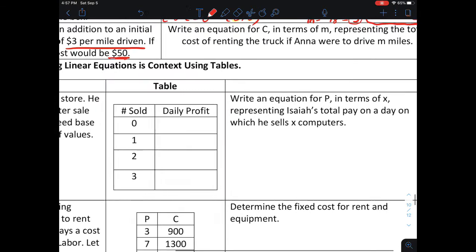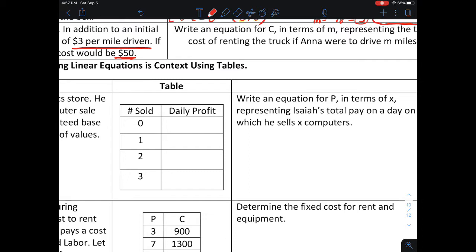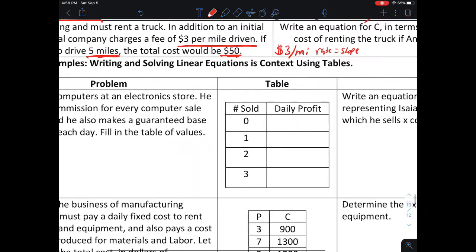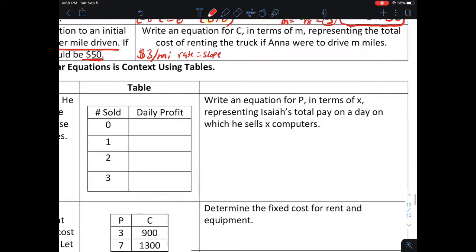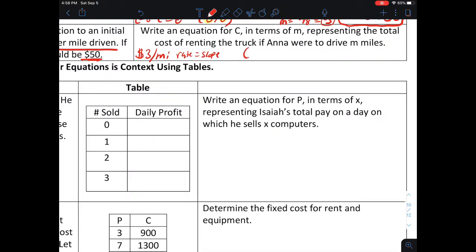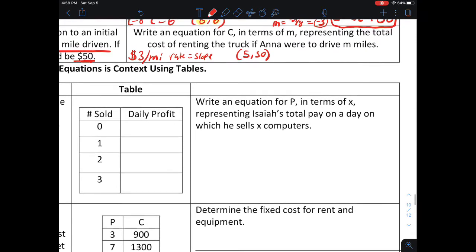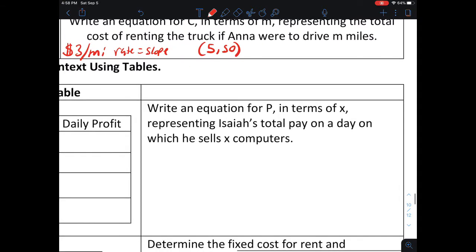Well, we do know that we have to pay $3 per mile. Now that is a rate, which is the slope. And we're also told that if we drove 5 miles, the cost is 50. So we have a coordinate that is 5, 50. And we want to write the equation. So we have a data point, and we have the slope. Remember this formula we have? We can write the equation of a line.